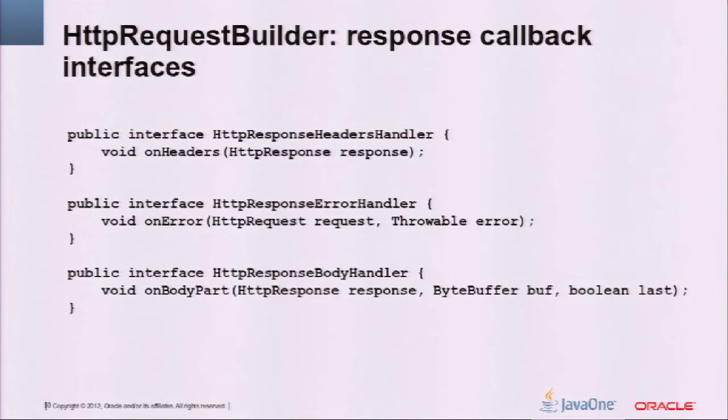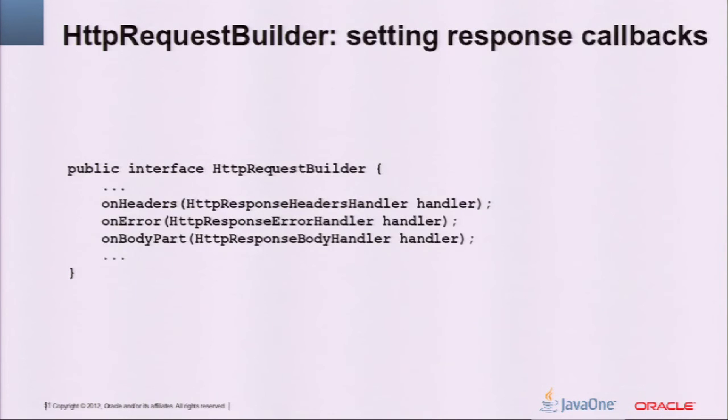I talked about the response callback interfaces. If you want to be notified when headers arrive back, you use the response headers handler. Similarly, as the body arrives in pieces, the response body handler at the bottom, and then in the middle, the response error handler to be notified when errors come. And these callback handlers are all added on the request builder.